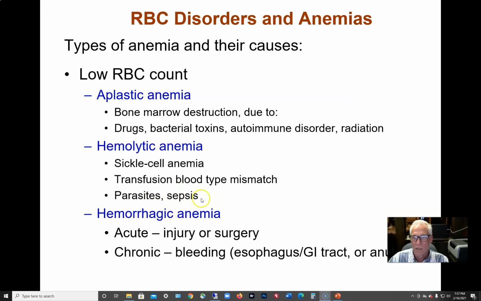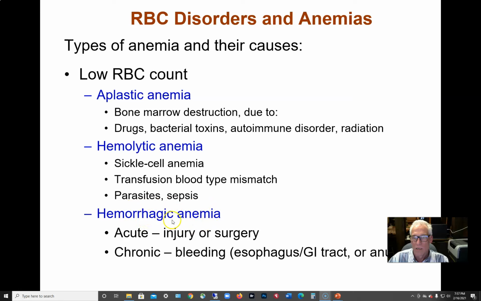Sepsis just means a terrible, terrible infection in your body, such that it's going to start influencing the blood itself. And people with sepsis may have anemia, among the other horrendous things wrong with their body. Hemorrhagic anemia. Bleeding.